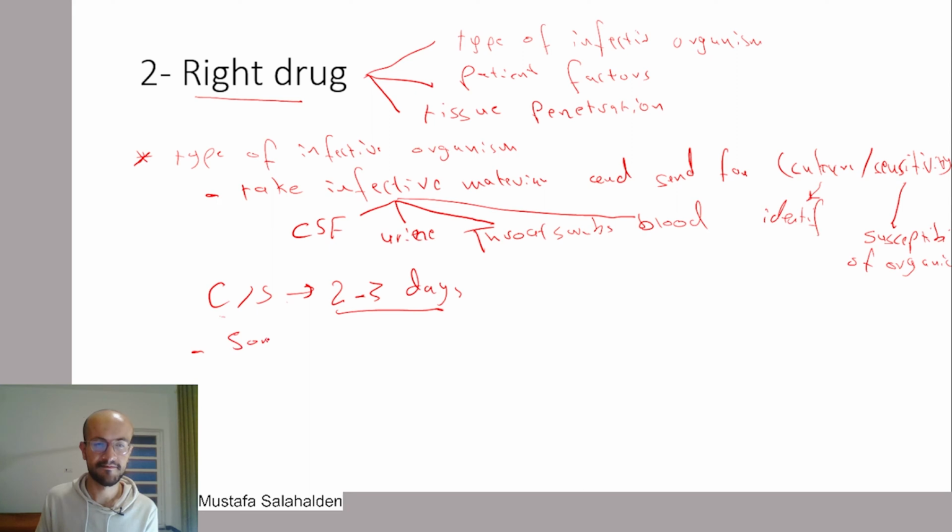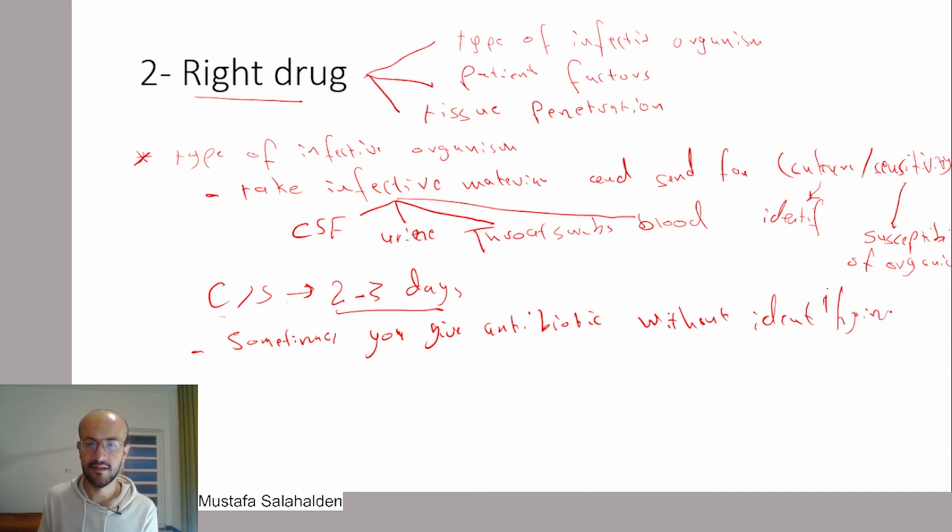So sometimes you give antibiotic without knowing the infective organism, without identifying the organism. And that's what we call the empirical therapy. So when are you going to give the patient empirical therapy? Empirical therapy indications.